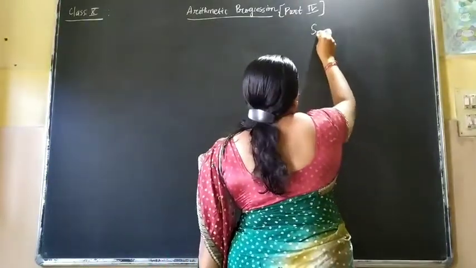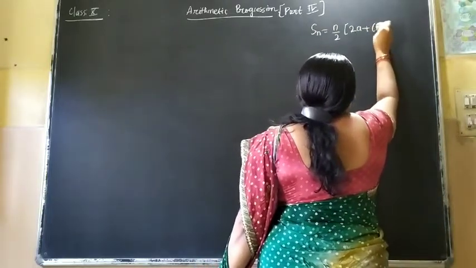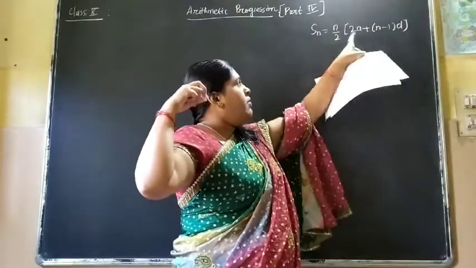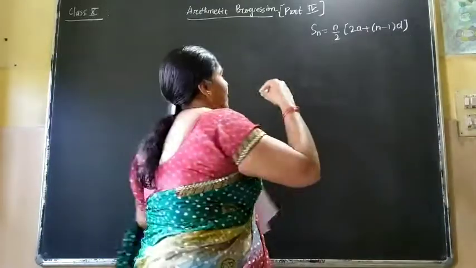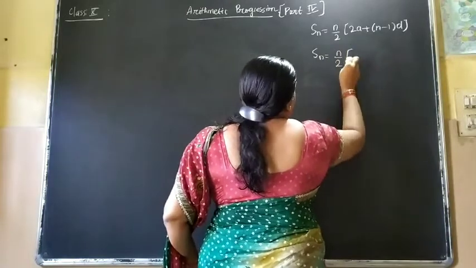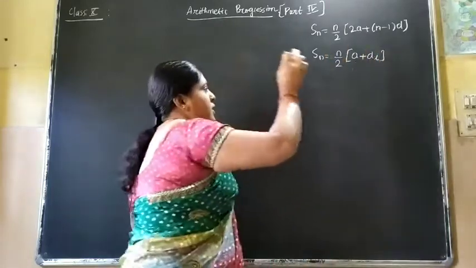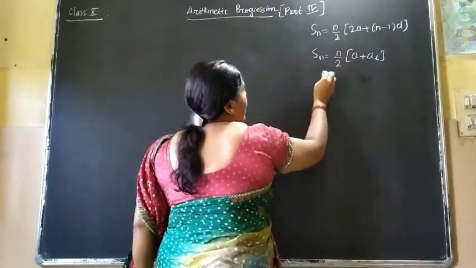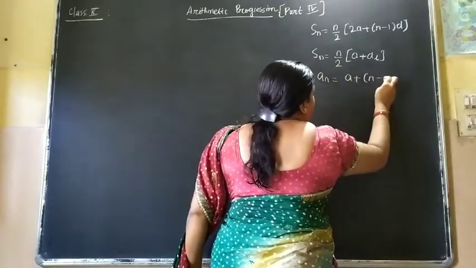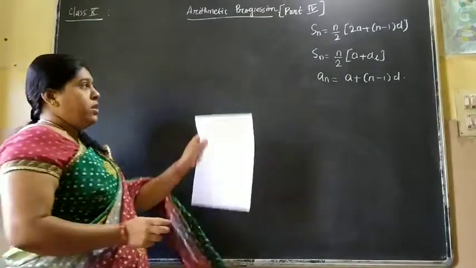The formula was Sn is equal to n by 2 [2a plus (n minus 1) into d]. This we will use when we know the number of terms, the first term and the common difference. If we know the last and the first term, then we will write it as n by 2 (a plus an), where a is the first term, an is the last term. And one more, to find the n-th term we have the formula an is equal to a plus (n minus 1)d. So today's class we are going to solve some problems based on these formulas.